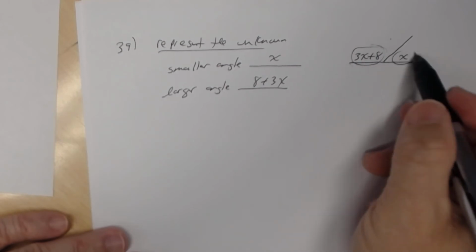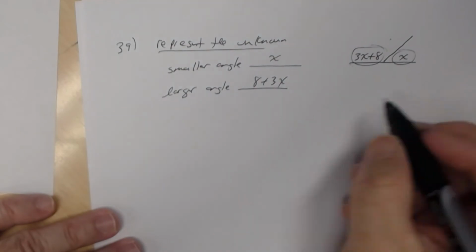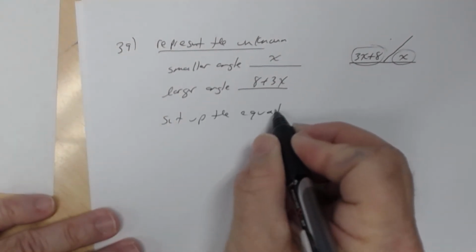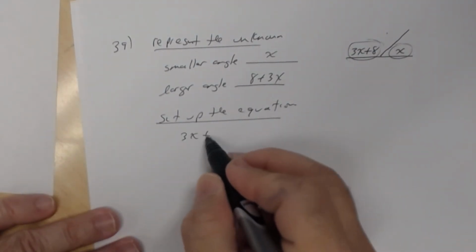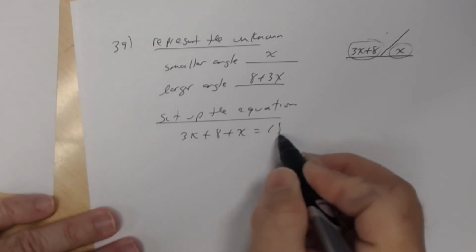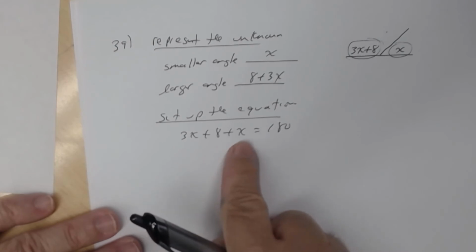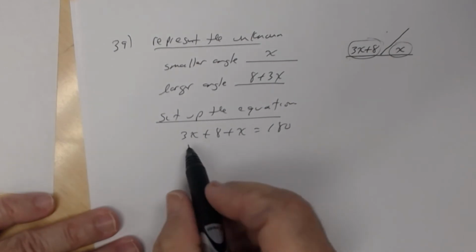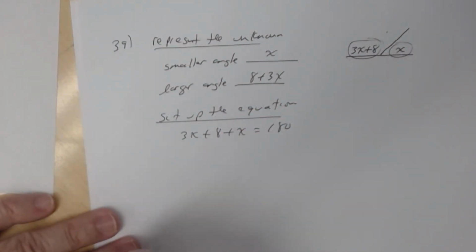And then you're told they're supplementary, which means that when you add up these two angles, it equals 180. So you're going to set up the equation: 3x plus 8 plus x equals 180. That's your equation. The larger angle plus the smaller angle, they're supplementary, so when you add them up, you get 180. If they were complementary, it would add up to 90. You do the same thing if it said complementary, though the diagram would look different in that case.